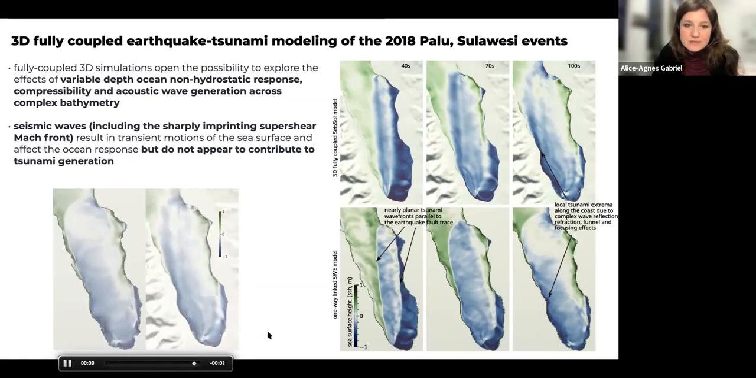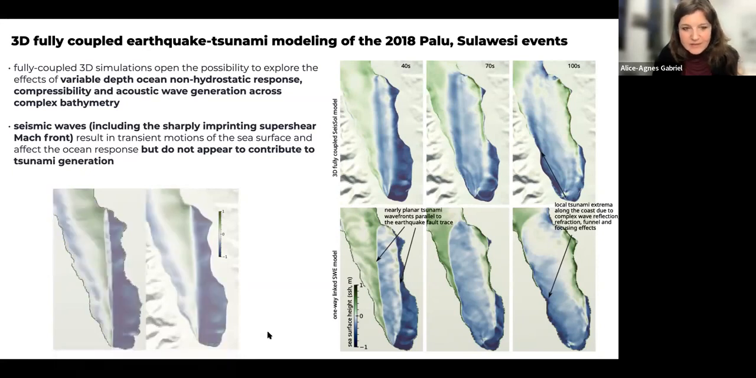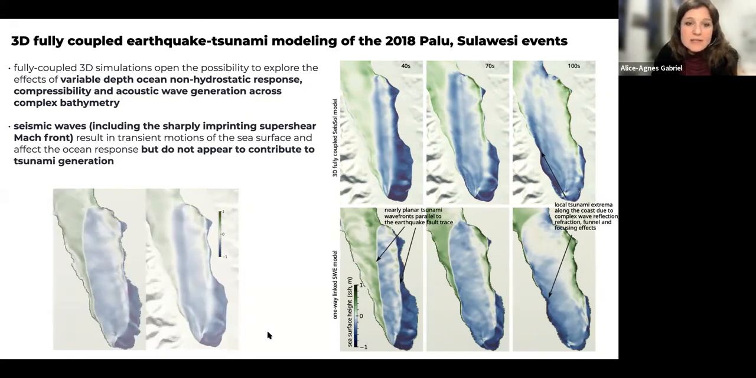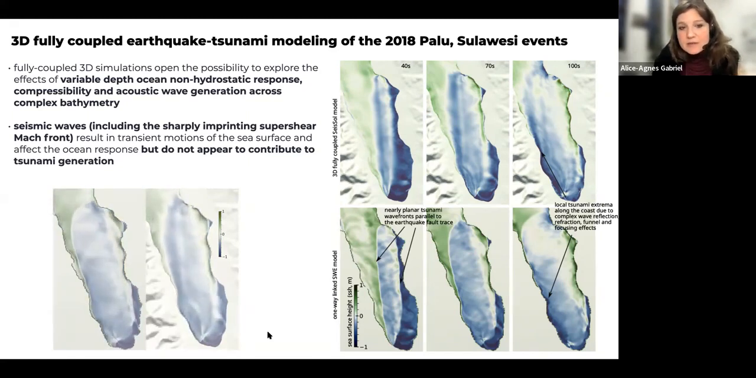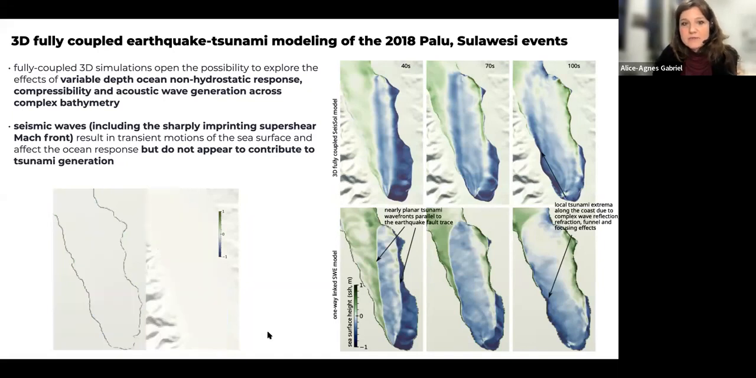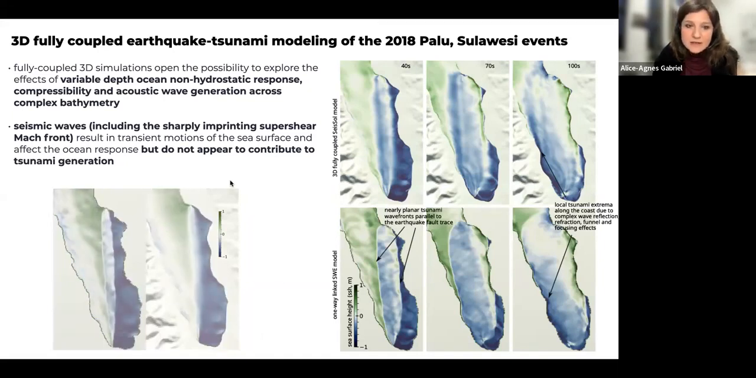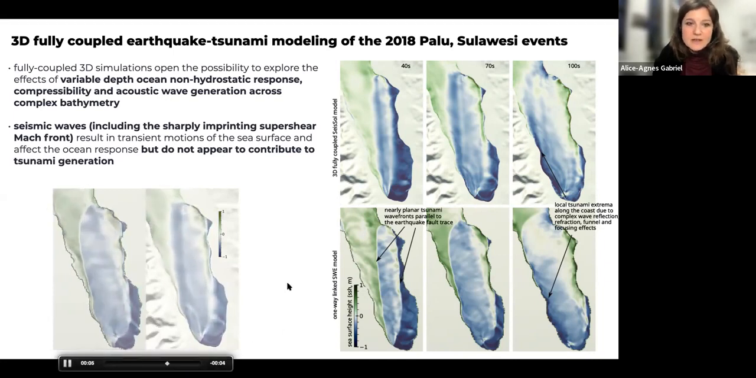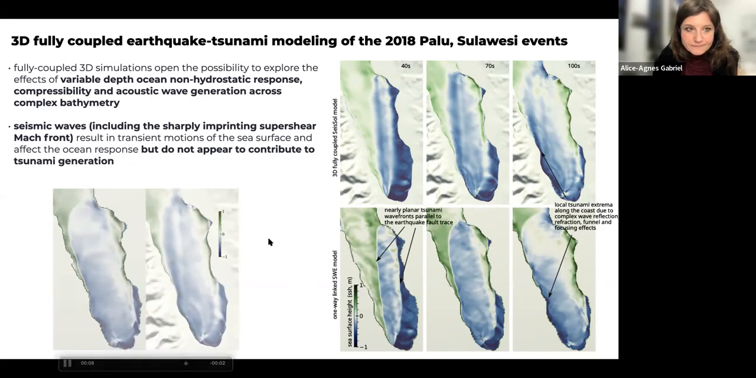And that has important implications if you're thinking about the Tonga eruption, but also if you're thinking about early warning based on acoustic waves or based on ocean pressure sensors that would be relying on accurate use of the recorded pressure or acoustic waves for tsunami early warning.